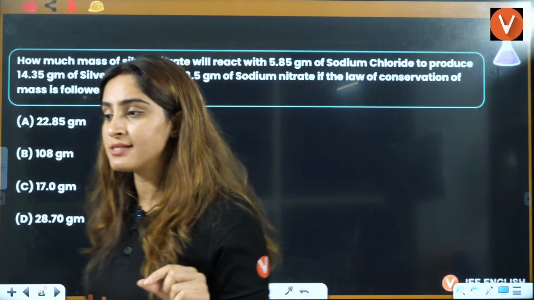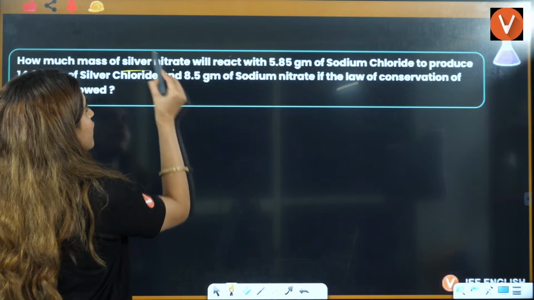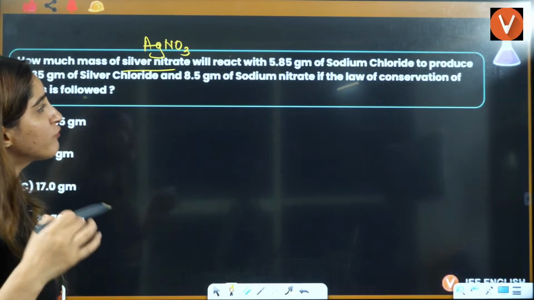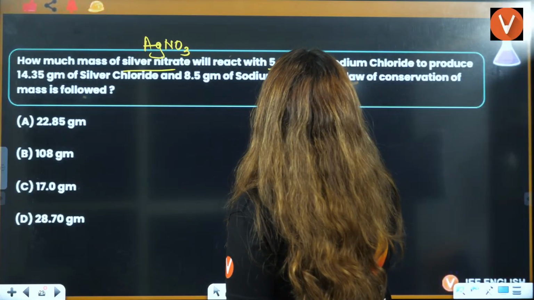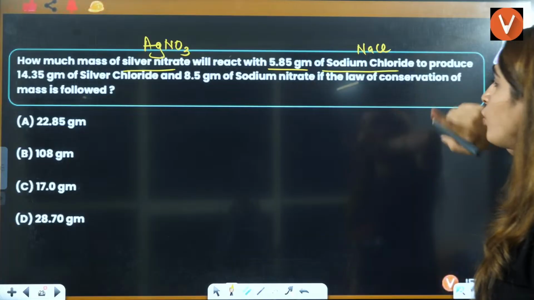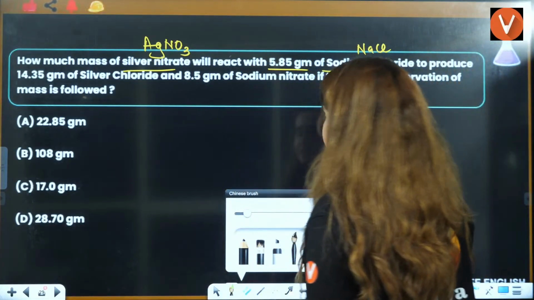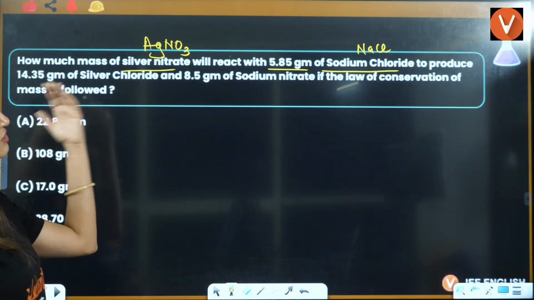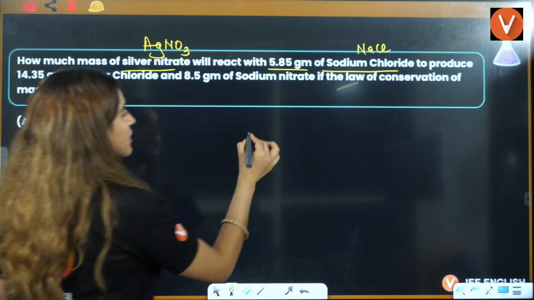The question given to you is, how much mass of silver nitrate, Ag NO3, will react with 5.85 gram of sodium chloride. This much gram of sodium chloride, NaCl, is given to you to produce this much, by the simple law of conservation. Very simple question, students. Because we have this question here, I want you guys to answer this, right?